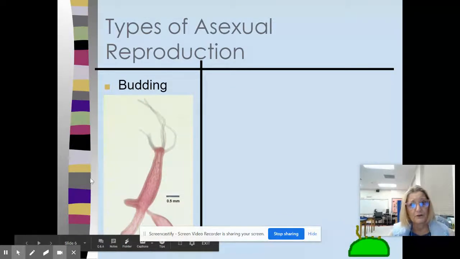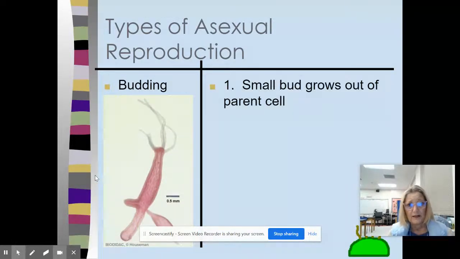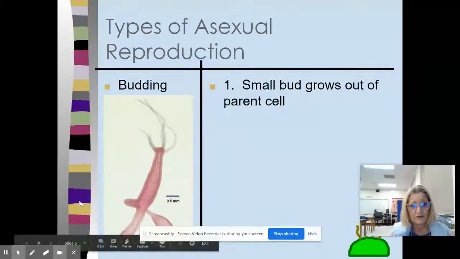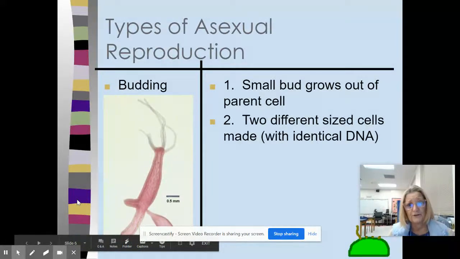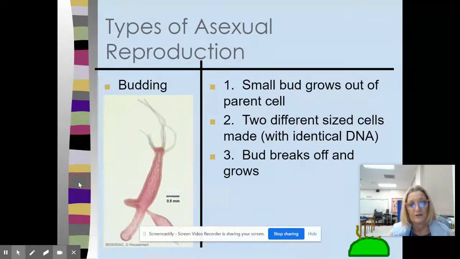Types of asexual reproduction: budding. We have a small bud that grows out of the parent cell. There are two different size cells made with identical DNA, because here would be the parent, and this would be the smaller cell. The bud breaks off and grows, and this happens in yeast and hydra.